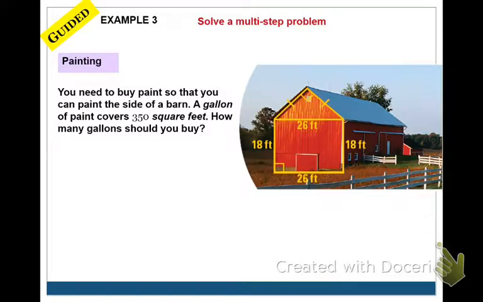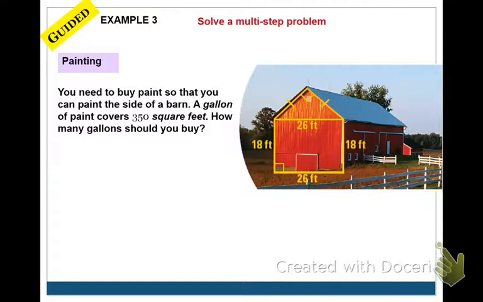Solve a multi-step problem. You need to paint the barn, so you need to know how much paint you have to buy. A gallon of paint covers 350 square feet. How many gallons should you buy? All right.